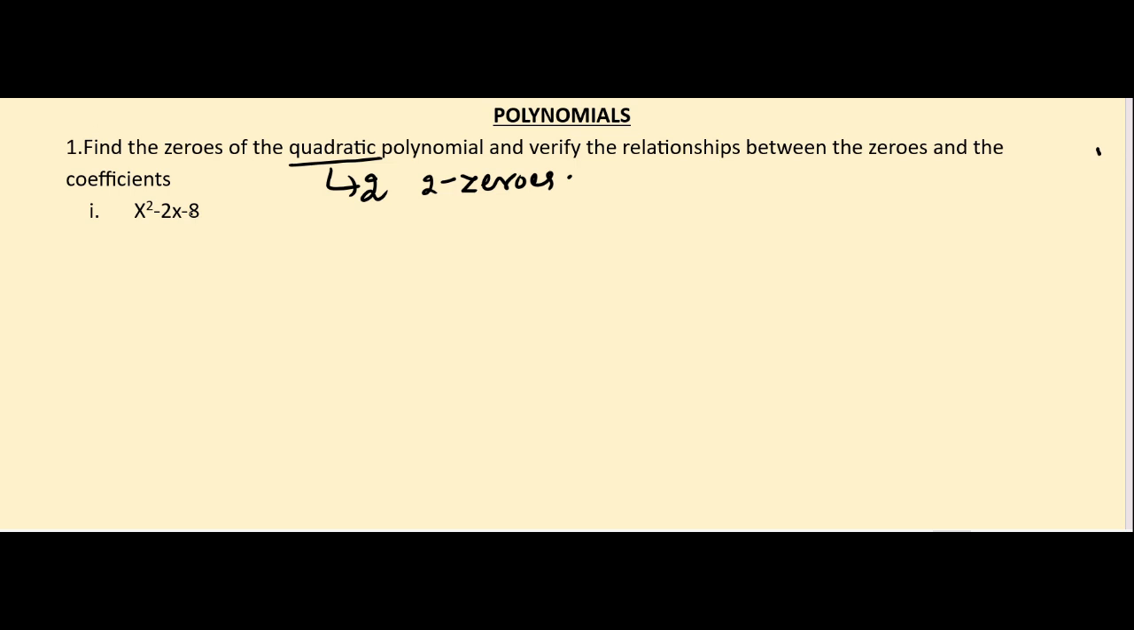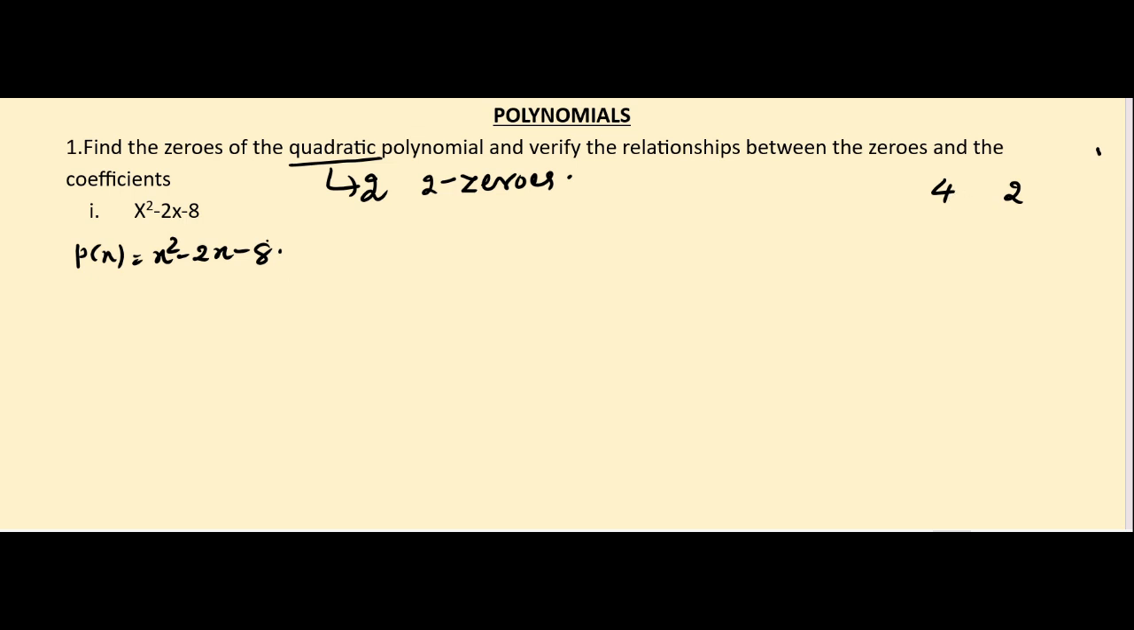x square minus 2x minus 8. p of x is equal to x square minus 2x minus 8. This is the given polynomial. We are going to split this. When we multiply, we should get minus 8. When we add, we should get minus 2. That's why the two numbers are nothing but 4 and 2.